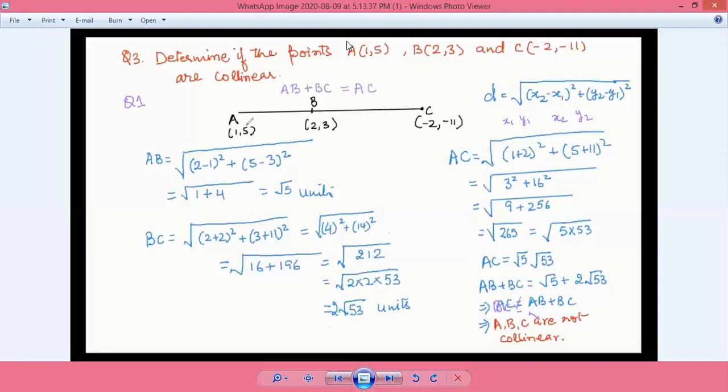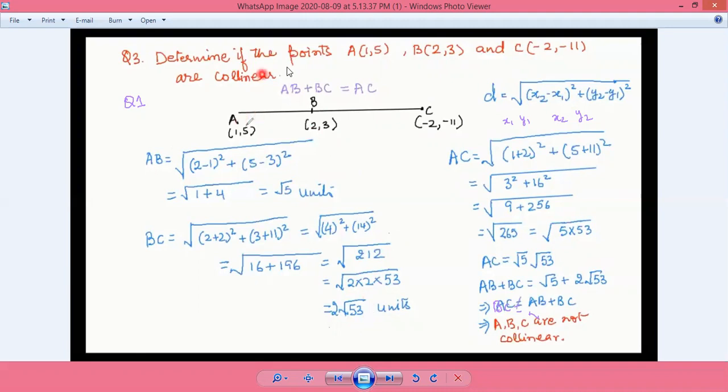And when you add the two, you will get 212. Factorize it, you will get 2 times 2, and then 53. This 2 will move out, and therefore the distance BC is twice the square root of 53.